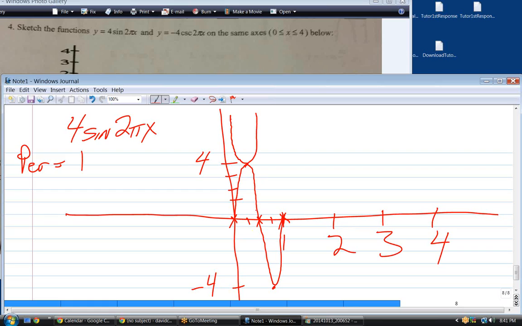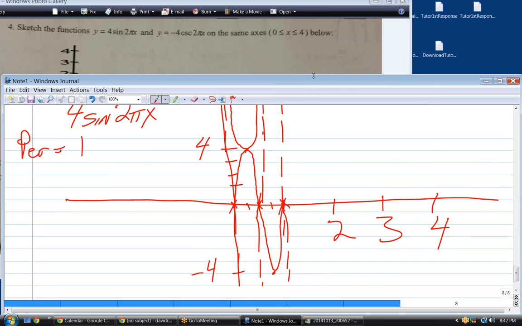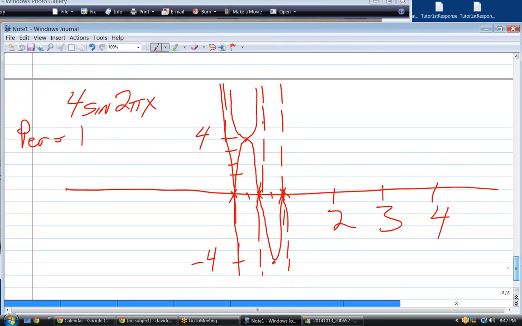And its asymptote's going to come wherever sine is equal to 0, which is right there, right here, again here. So the other half of the period for this function is down here. There is one period of both functions plotted. And take this and repeat 4 times.